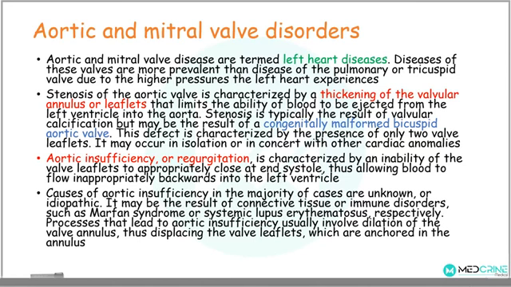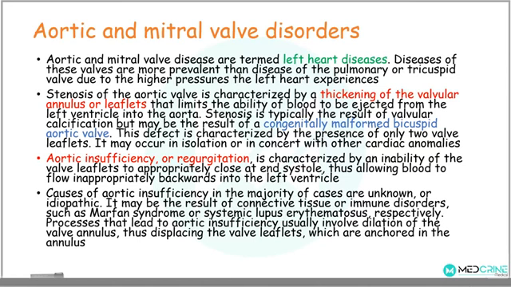The stenosis of the aortic valve is usually characterized by thickening of the valvular annulus or the leaflets, limiting the ability of the blood to be ejected from the left ventricle into the aorta. Stenosis is typically the result of valvular calcification, but may also result from congenitally malformed bicuspid aortic valves. Therefore, this defect is characterized by the presence of only two valve leaflets. It may occur in isolation or in connection with other cardiac anomalies.